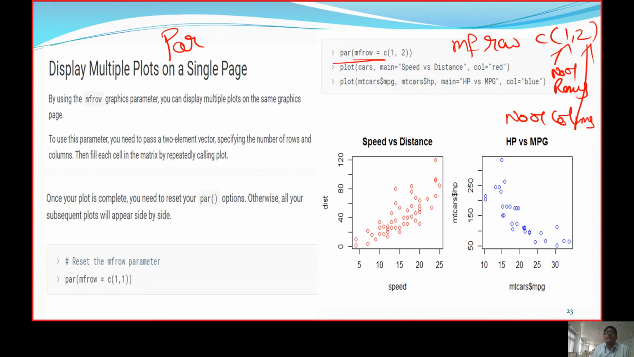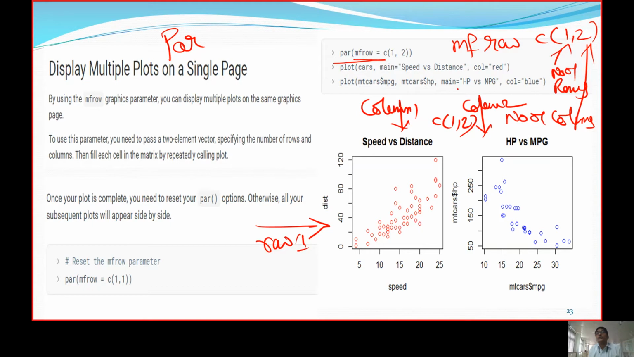So in a single graph setup, I need 2 graphs. Those 2 graphs should be in a single row, right? This is only row 1. And speed versus distance is column 1. HP versus MPG is column 2. So that's how we are going to mention it as 1 comma 2. So we need PAR as a parameter, and we are going to use a function called MFROW. So that's a predefined item.